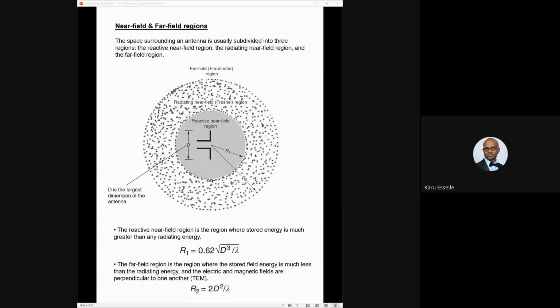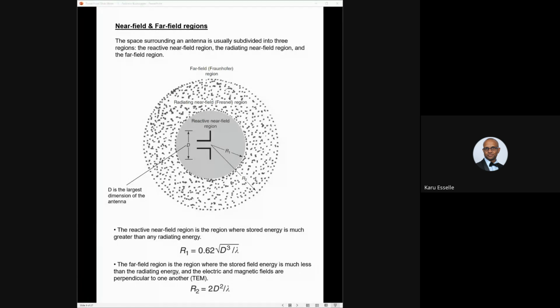So, rule of thumb, the radii of these regions: the first is R1 = 0.62 √(D³/λ), λ being the wavelength and D the largest dimension of the antenna. And then the second radius, R2, is 2D²/λ. So it depends not only on lambda, but on the size of the antenna, the dimensions of the antenna. Larger antennas would have fairly long near field regions.